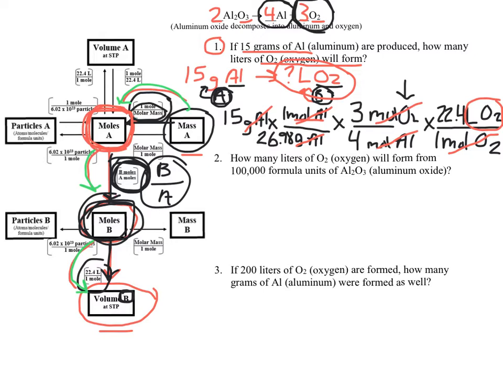All right, now that we've done that, we can multiply that all out. Please don't forget that you always start with the number you're given, so 15 grams. You would then multiply the top, so times 1. Always divide by the bottom, which is divided by 26.98, times by the top, times 3, divide by the bottom, divided by 4, times by the top, 22.4, divided by the bottom, which is 1. When you do that and you throw that in your calculator, the answer you end up with is going to be 9.34 liters of oxygen gas.